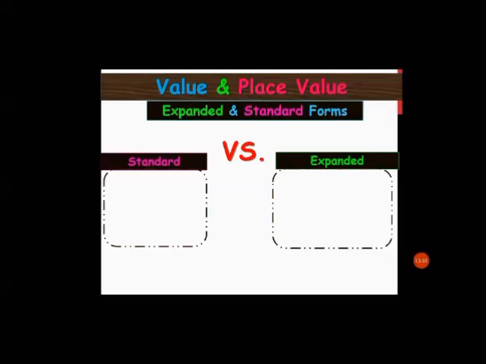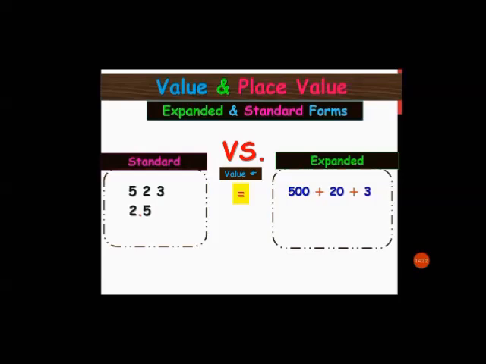Now, expanded and standard forms. So what is expanded number and standard form? If this number is 523, expanding means I'm writing it in details. When I tell you that I have 523 pounds, this means that I have 500 and 20 and 3. So 500 plus 20 plus 3. We call this the expanded form for 523. And we call 523 the standard or basic form of this expanded one.